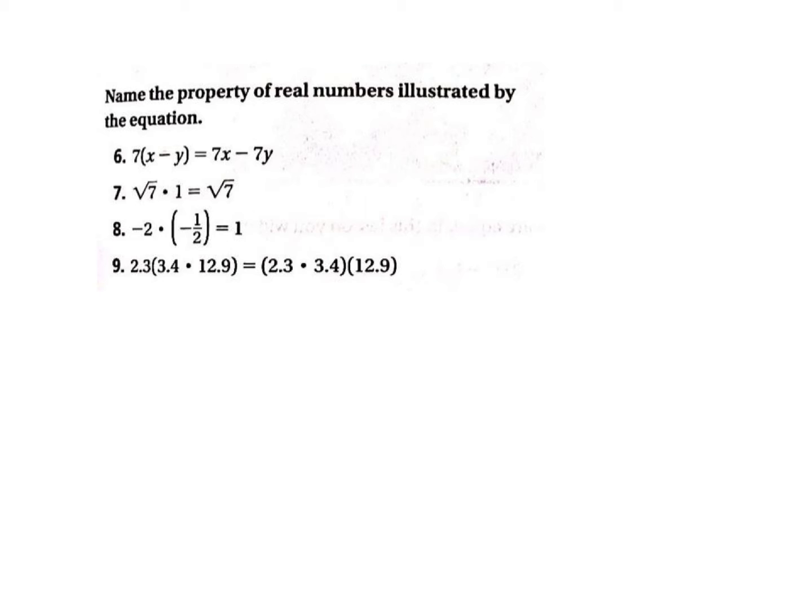This next group of questions deals with the properties of real numbers, which we went over last week. Take out your notes and your homework from last week, and you have an entire list of properties. I'm just going to do number 6 with you. If we go from 7 times x minus y to 7x minus 7y, we must have distributed that 7. So this would be the distributive property.